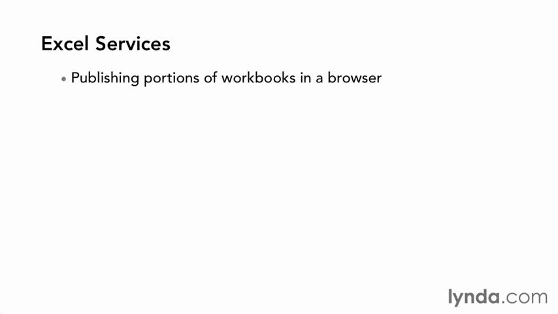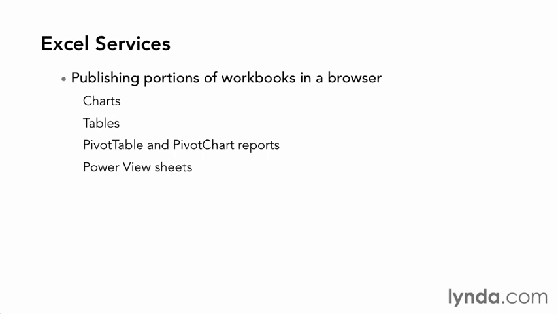Excel services allow us to publish portions of a workbook in a browser. It can be the whole workbook, but it can also be one object or item, a chart, a table, a pivot table or pivot chart report, a Power View sheet we created in Excel 2013. All of these different portions of workbooks can be published, and that gives us an alternative. We don't need to simply share an entire workbook.